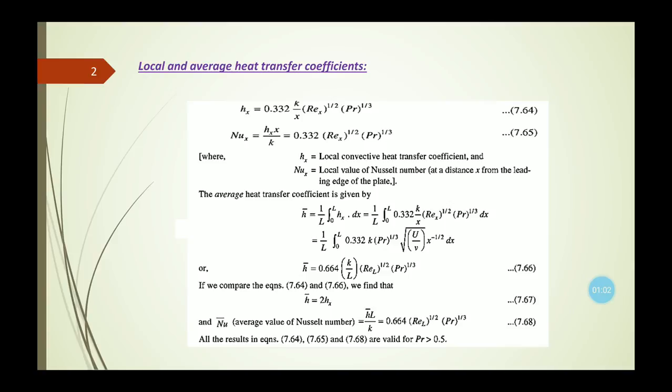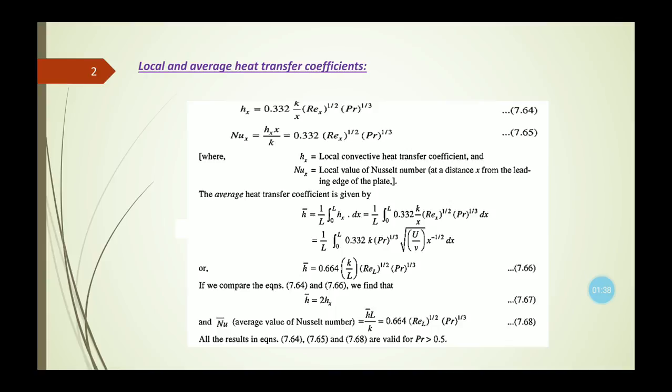This local and average heat transfer coefficients concept was discussed in the earlier lecture. There we have seen that for the local heat transfer coefficient Hx, the formula is equal to 0.332 k by x Reynolds number to the power half and Prandtl number to the power 1/3. So the formula for the local Nusselt number, that is Hx by k, is equal to 0.332 Reynolds number to the power half and Prandtl number to the power 1/3.